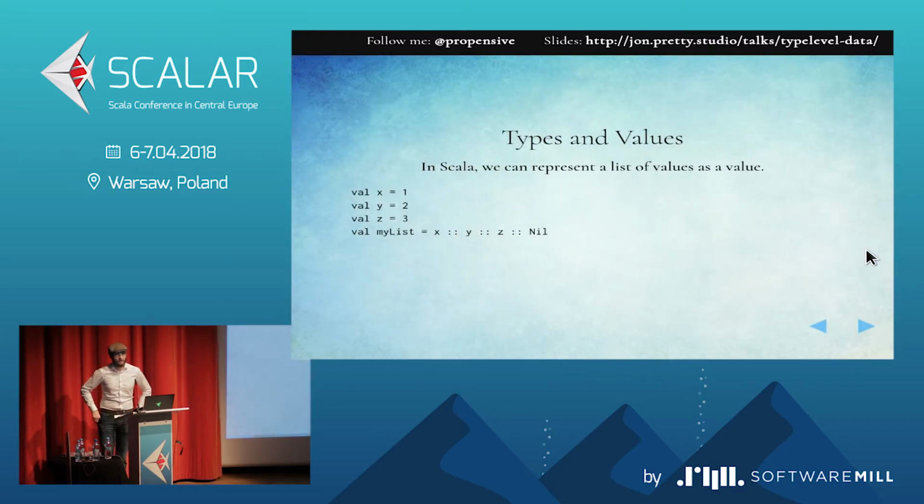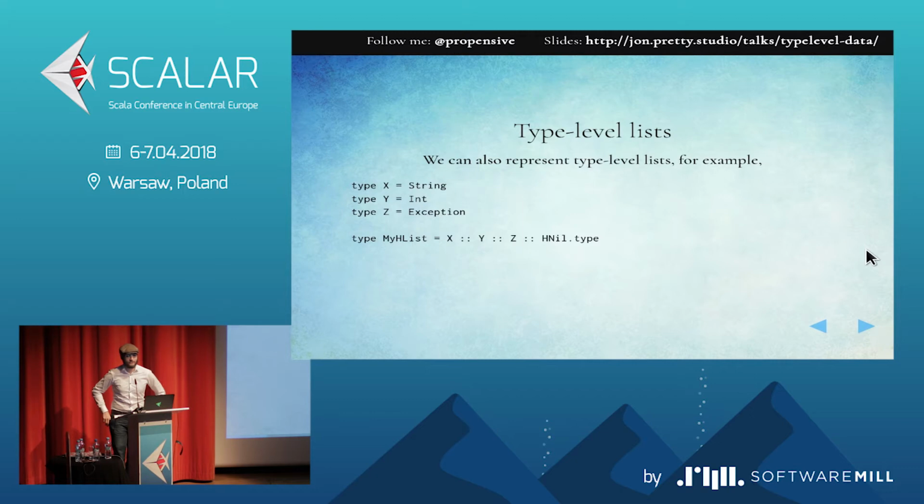So let's start with something really, really easy, a list. A list is a value which can contain other values. Is everybody okay with this so far? Good. And that's what it might look like at the value level. But we can lift that to the type level. We can have an HList.